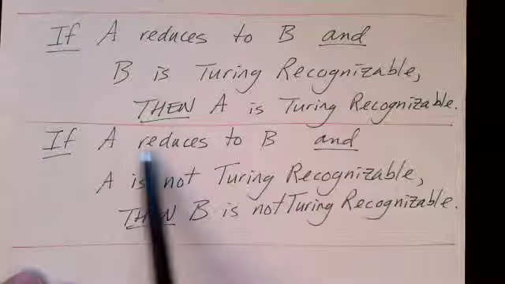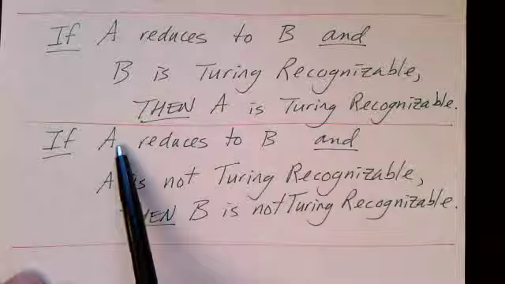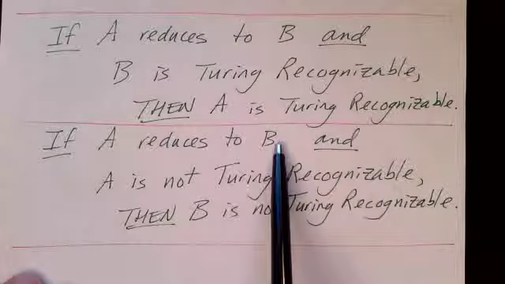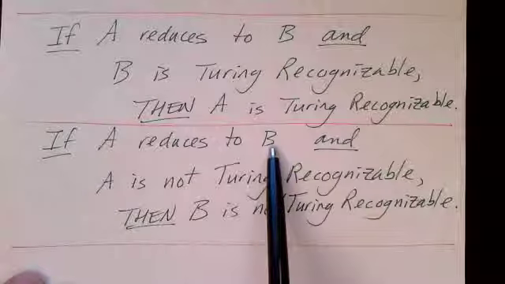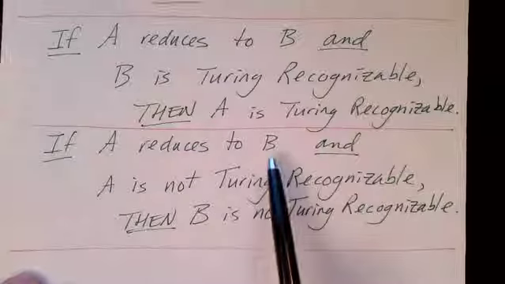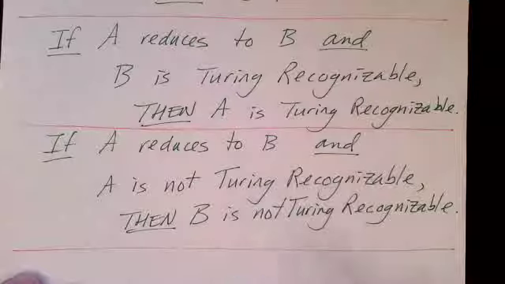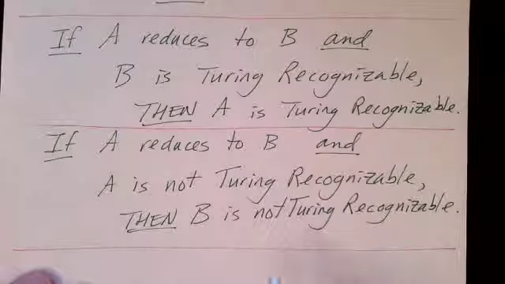And in the other direction, if A is not Turing recognizable and we find such a reduction, we can conclude that B is not Turing recognizable. So these are the ways we can use this idea of reducibility to prove things are decidable or undecidable, Turing recognizable or not Turing recognizable.